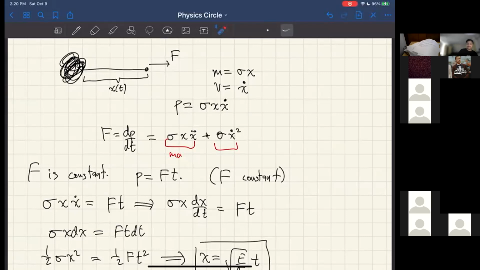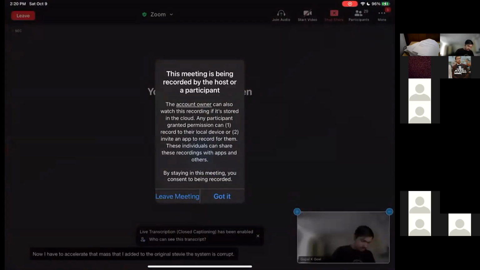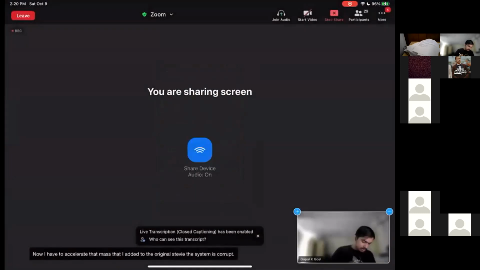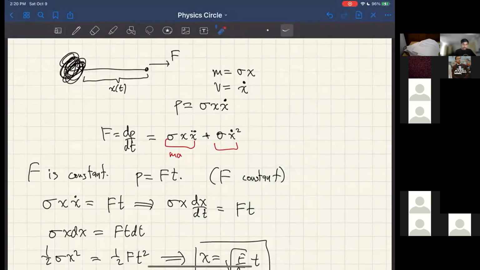The way to think about it is that if I have a system and I'm adding mass to it, then I have to accelerate that mass that I added to the original speed v that the system is at. So that's why there's a sigma x dot squared.